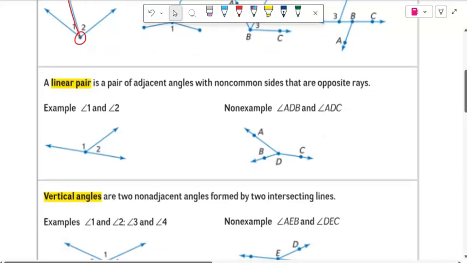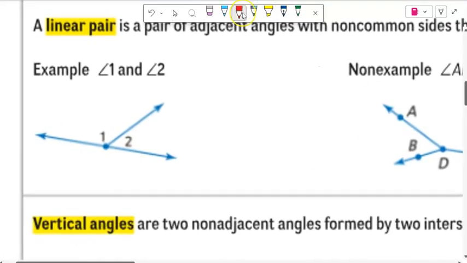Okay, repeat after me. Say linear pair. Linear pair. Okay? Adjacent angles with, I don't particularly love the way it words that, non-common sides that are opposite rays. A linear pair, just two angles that form a straight line. Non-common sides that are opposite rays literally is just a fancy way of talking about this straight line.